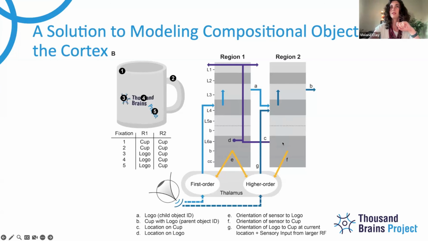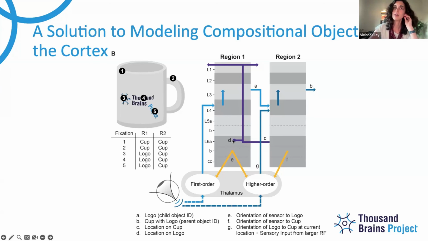Now, region 2, after having learned the logo on the cup, also wants to inform region 1 when it should be expecting the logo. So if we're on fixation 3 and region 2 knows the TBP mug model, we move to fixation 4, region 2 should be able to tell region 1 to expect to see the logo and where on the logo it should expect to be. So that's what the feedback connection is for.